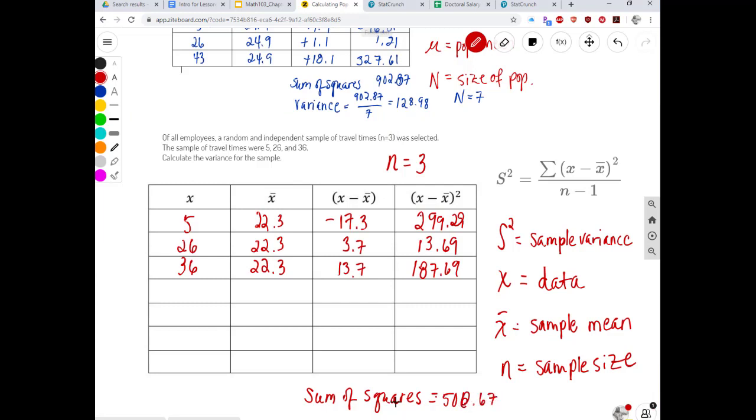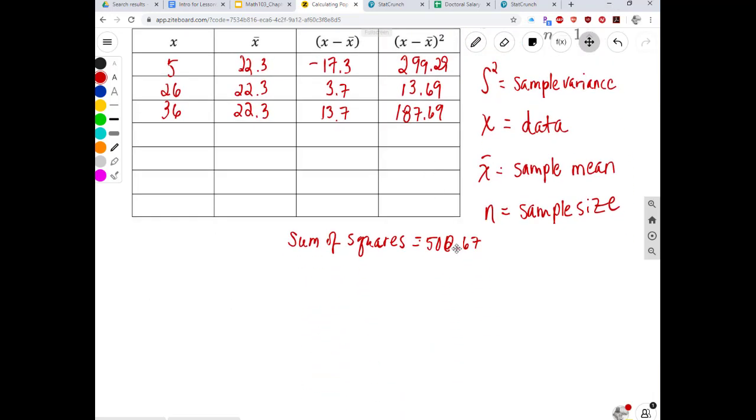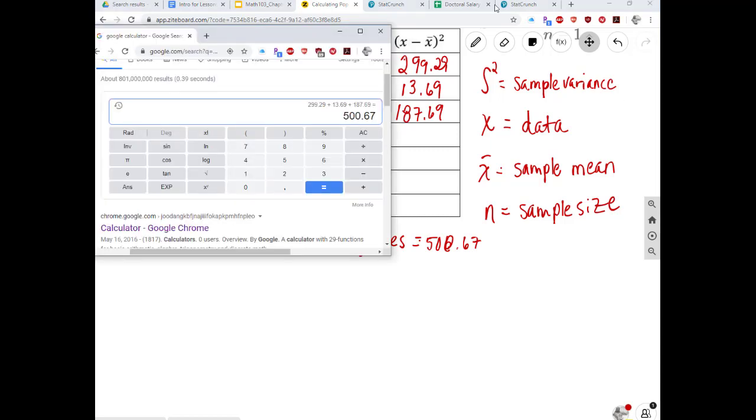Okay, 567. Awesome. I'm going to scooch this up just a little bit. So I have my sum of squares equals 500.67, I think. Yes. Okay.